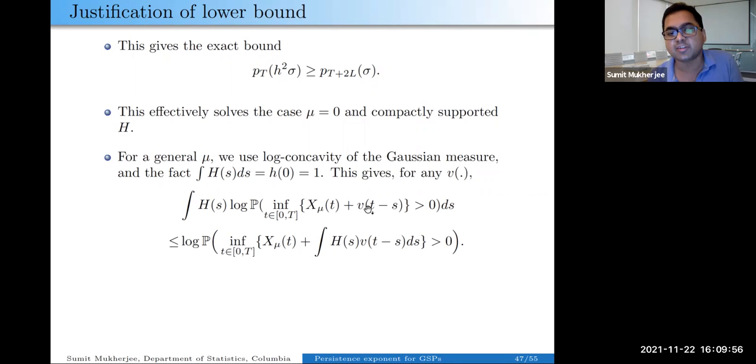So take any function v, and then you can weight it by h outside, and that's going to be less than or equal to weighting it inside. That's by log concavity of the Gaussian measure.